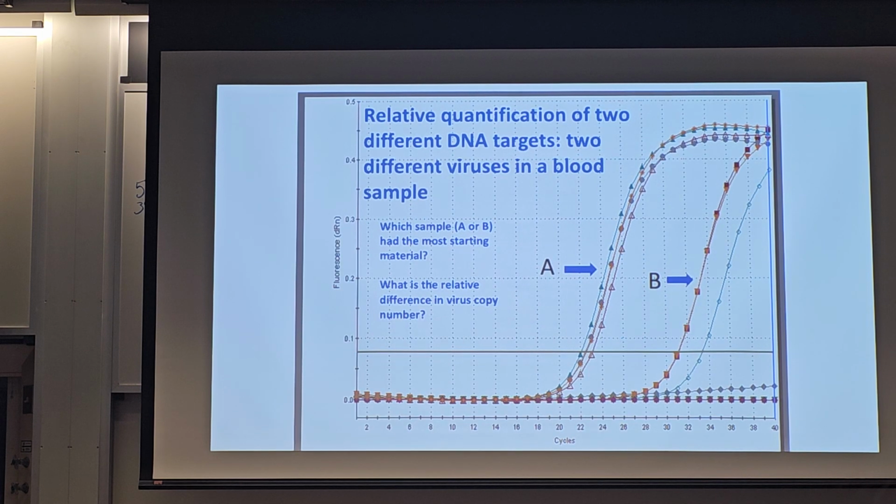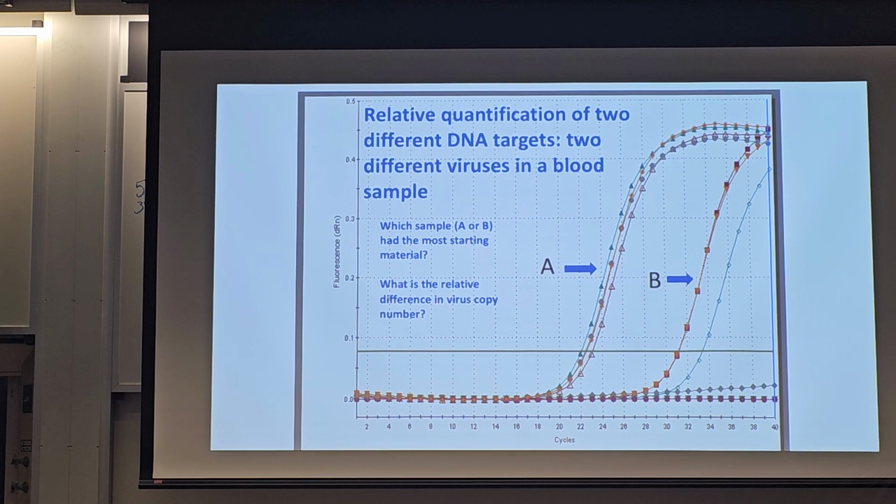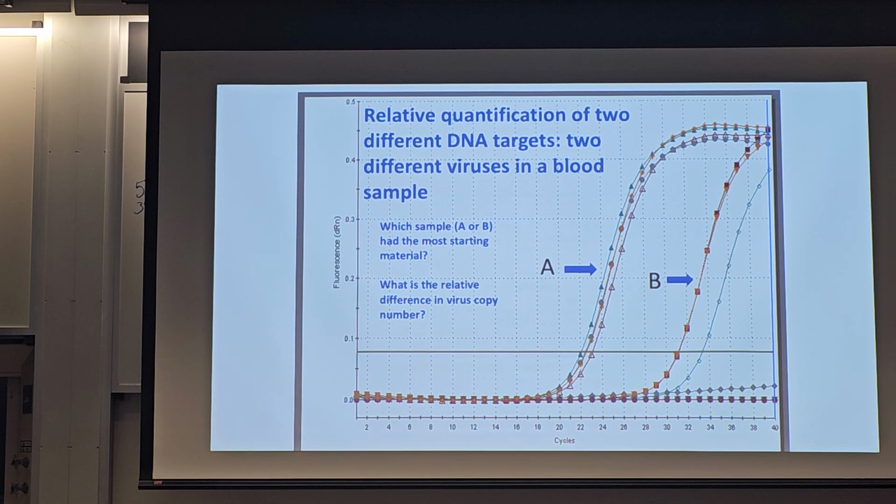Here's an example of an actual experiment from my lab. We're looking at two different viruses in a blood sample. So we're looking at RNA viruses, so we're first making cDNA from the RNA and then doing the PCR. There are two different viruses here in the sample. This is the number of cycles across the bottom. This is the fluorescence. So the question is, which of these two viruses, A or B, is present in higher concentration in the sample? Is it A or is it B?